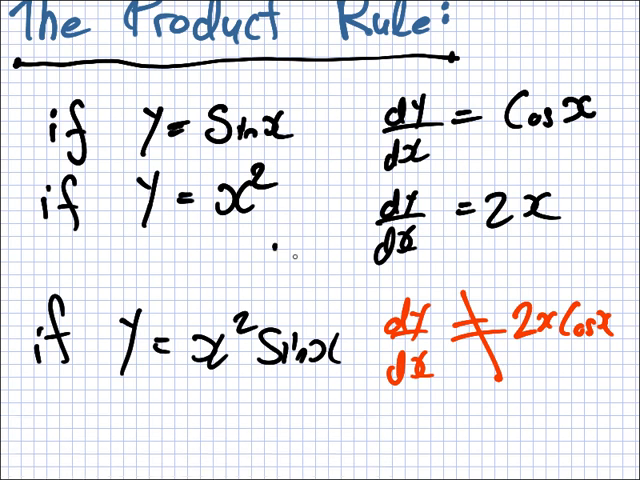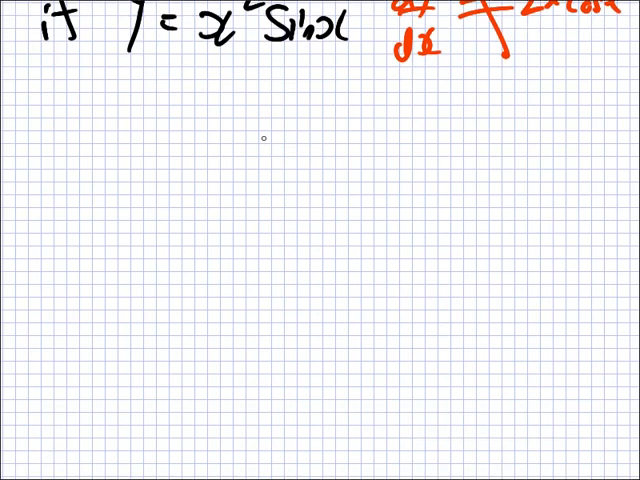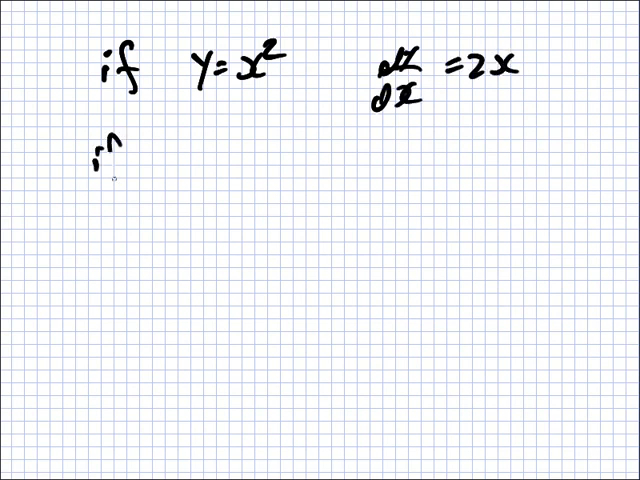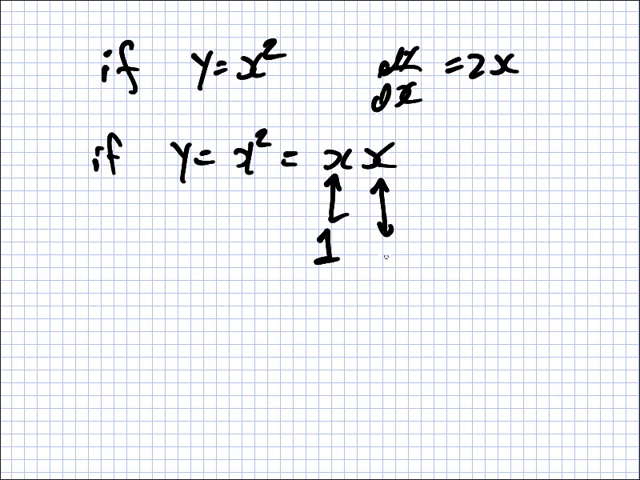Okay, can I scroll down? Let me explain why this doesn't work. If y equals x squared, then dy dx should equal 2x. If y equals x squared, that's equal to x times x. This one's derivative is 1, this one's is 1. That's 2. So it's not like dy dx equals 1 times 1. It's wrong to differentiate individually. You can't do it that way.